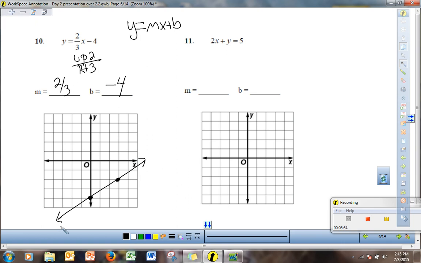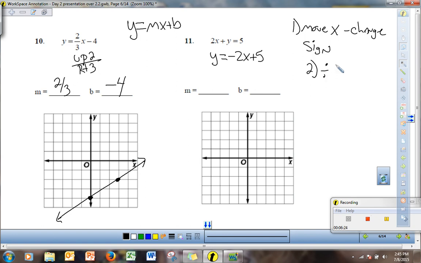So I'm going to treat these like review. Number 11, we got 2x plus y equals 5. You got to solve for y in this case. Easy steps. Step number 1, move the x and change the sign. So I've got y equals -2x plus 5. Step number 2, we don't need it in this case, but divide by the number with the y. In this case, that number's a 1, so we don't really have to do anything.